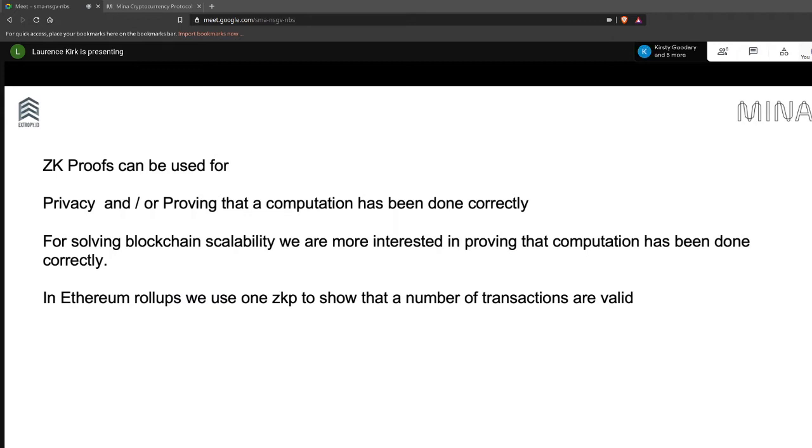So they've been used to solve some of the blockchain scalability problems. As we shall see, they can prove that blockchain transactions are correct. For example, in the Ethereum projects that use rollups, they may use one zero-knowledge proof to prove that a bunch of transactions are all correct, and then post that proof onto the main chain, so that you don't have to look at all of the individual transactions. You will know that they're correct because you see the zero-knowledge proof.